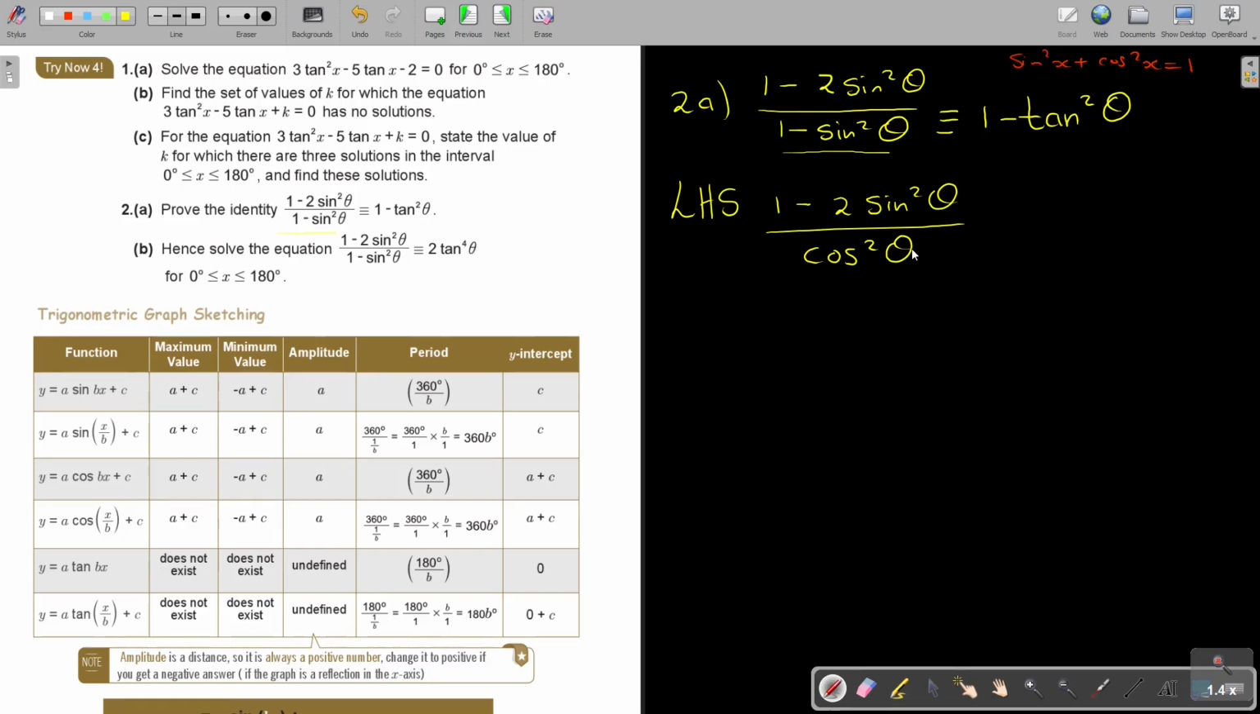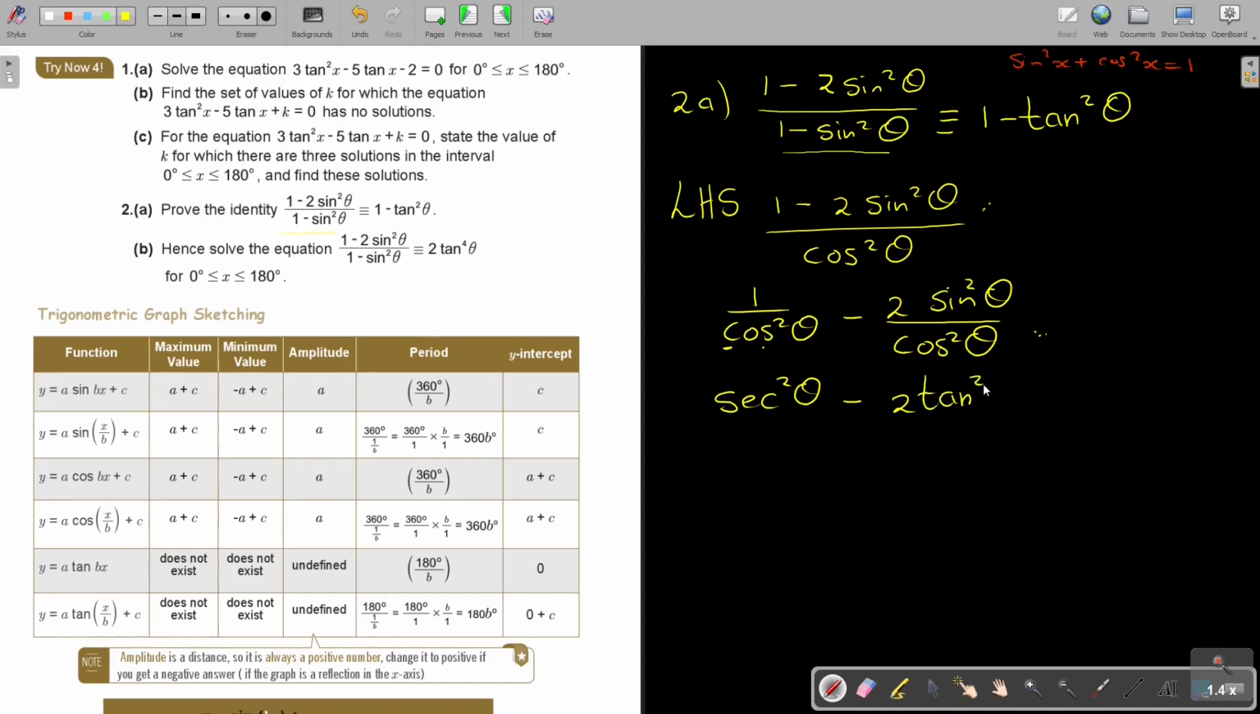Now I'm going to break this further up. Because this is a fraction, I can write each term over the denominator, since there are 2 terms on top. It's almost like the reverse of making the denominators the same. Usually we work from this step to this, but now I'm doing the reverse. So what do I get? It's sec square theta minus 2 times sin over cos, so sin square over cos square is tan square theta.